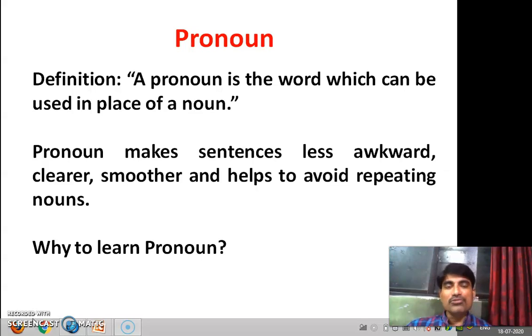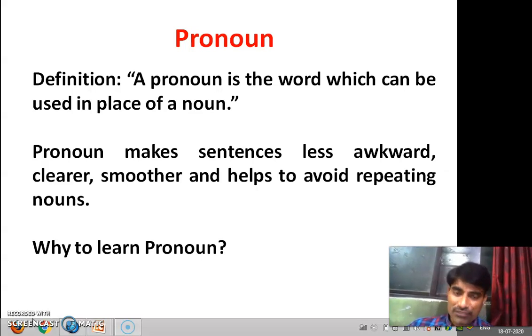Now the reason behind using this pronoun is it makes our speech as well as our writing less awkward, because every time if we want to say something about any person, any name, any place, we cannot afford to repeat the same name again and again. So instead of that, there are certain words that can be utilized, and these words are nothing but pronouns. And these pronouns help us to make our speech, our writing clear, smoother, and they help us to avoid repeating the nouns that we are going to use on and off.